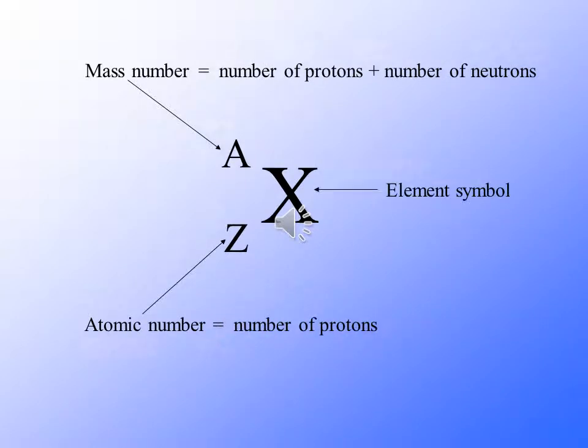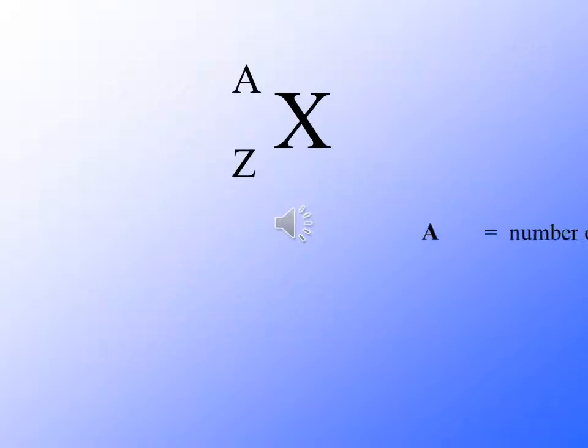If we consider an element, say X, the mass number is the superscript and the atomic number is the subscript. In this case, A represents the mass number, Z represents the atomic number. The mass number is the same as the number of protons plus the number of neutrons in a given element, while the atomic number is the same as the number of protons, which is also the same as the number of electrons in a given element.